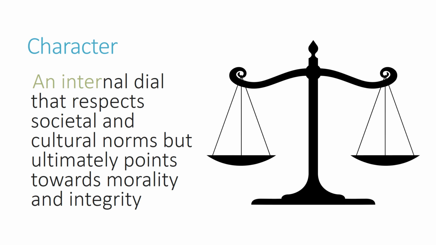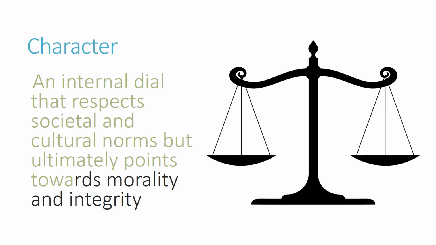Character: an internal dial that respects societal and cultural norms but ultimately points towards morality and integrity. Character in a young person manifests itself in social and emotional development. It takes confidence and competence to stand up for your beliefs. A consequential mentor models good character for their mentees through both words and actions.